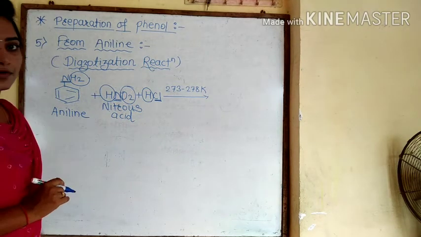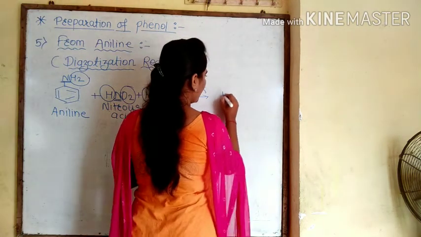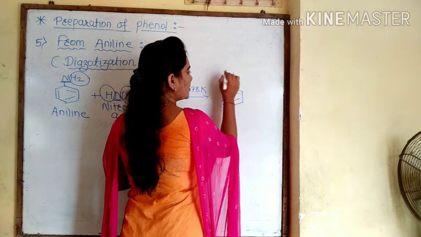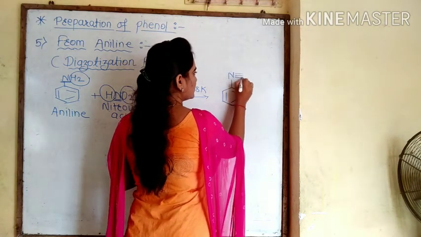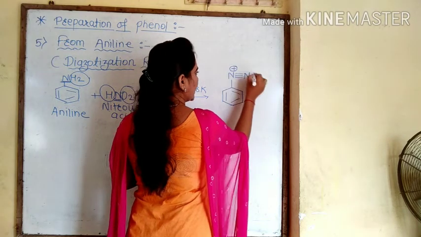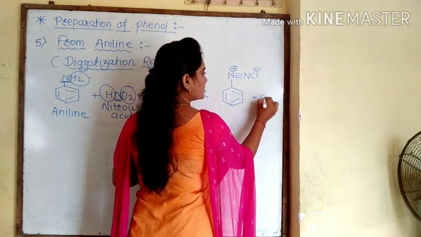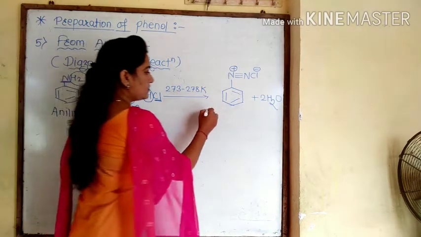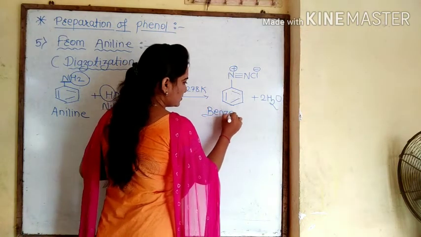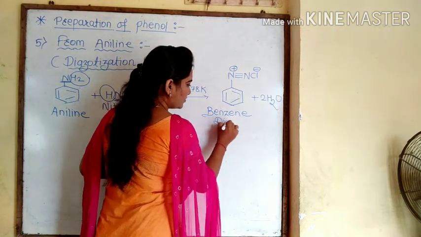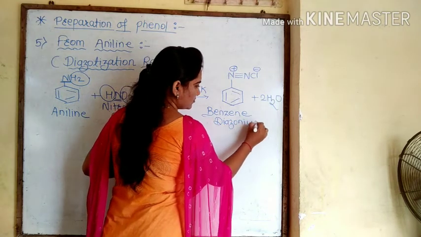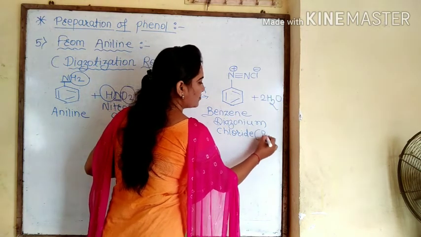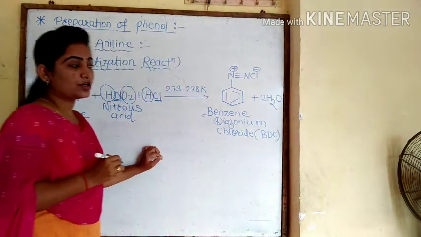So here formation of N2 positive and Cl negative plus loss of twice H2O molecule. So this is the benzene diazonium chloride. The intermediate formed is BDC, benzene diazonium chloride.